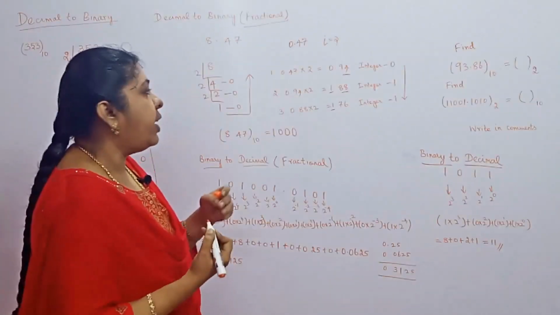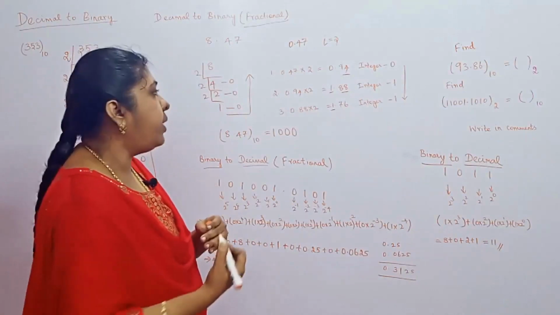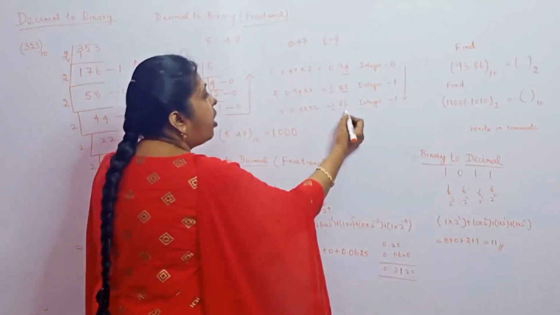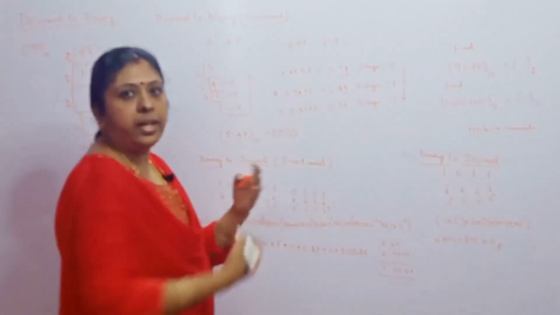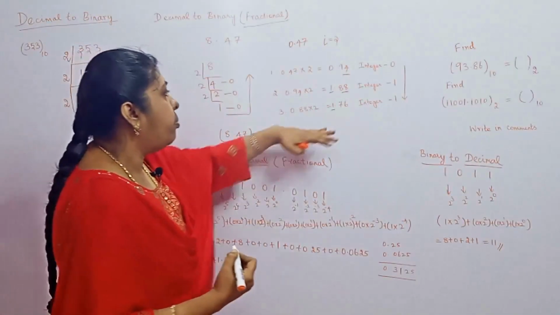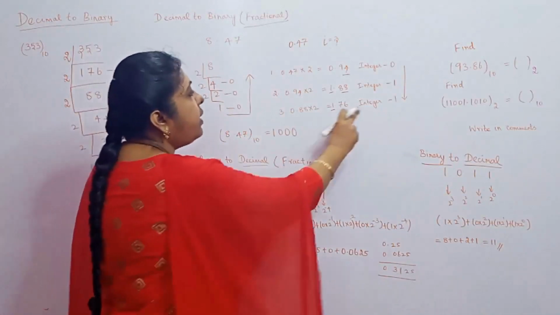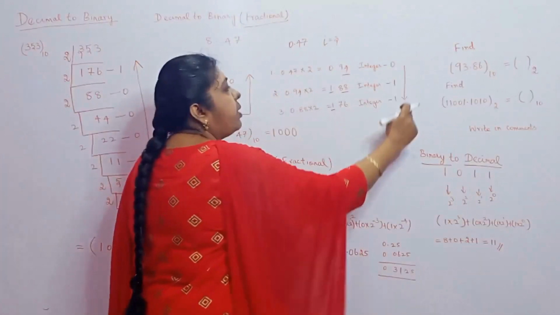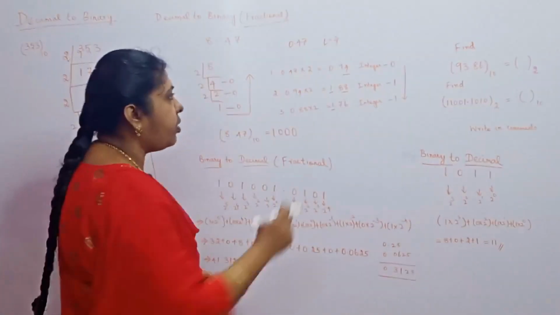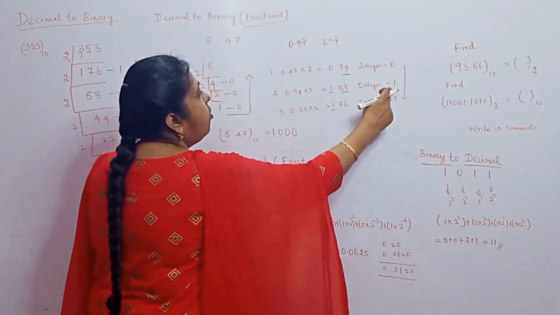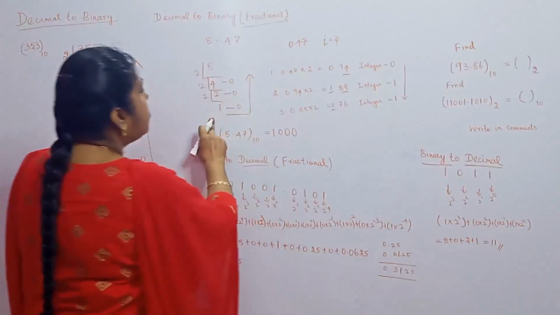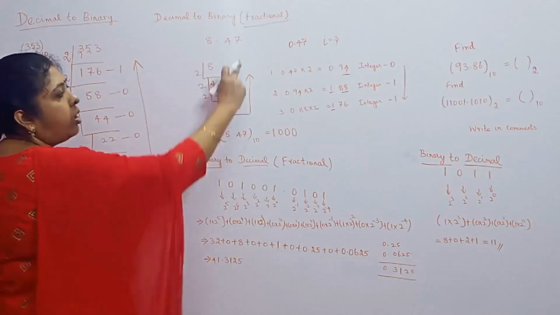Suppose the iterations were to be continued, what we have to do is 0.76 into 2. Again the iterations can be continued. But here we are stopping at 3 iterations. Now these answers are written from top to bottom, which is 0, 1, 1. And 1000 we write from the bottom to the top.